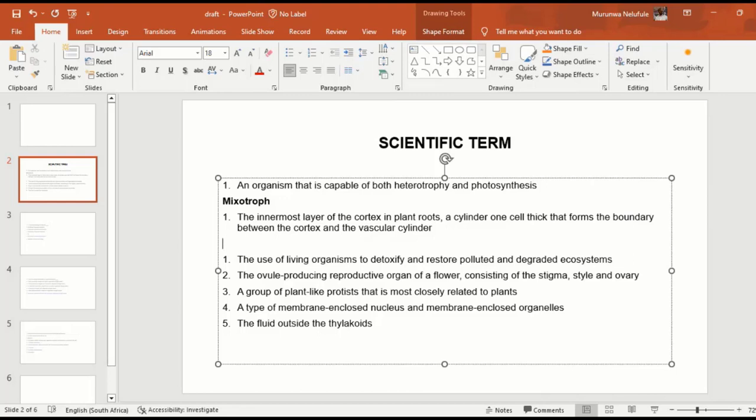The next one is the innermost layer of the cortex in plant roots, a cylinder one cell thick that forms the boundary between the cortex and vascular cylinder. Anyone? Remember, it's still zero. You guys are still in zero. One. So the answer here is endodermis. Endodermis. Did we talk about this terminology?